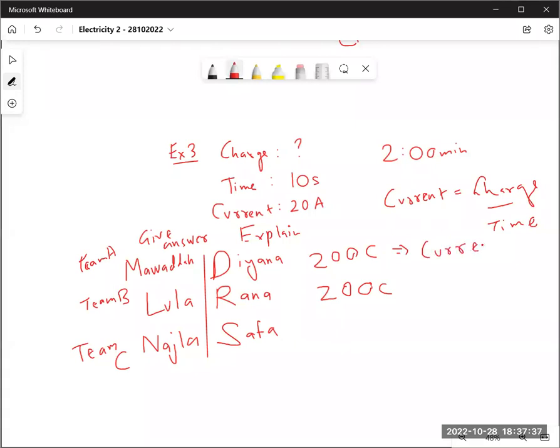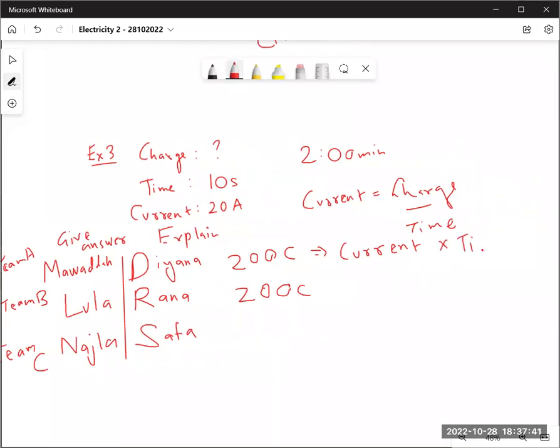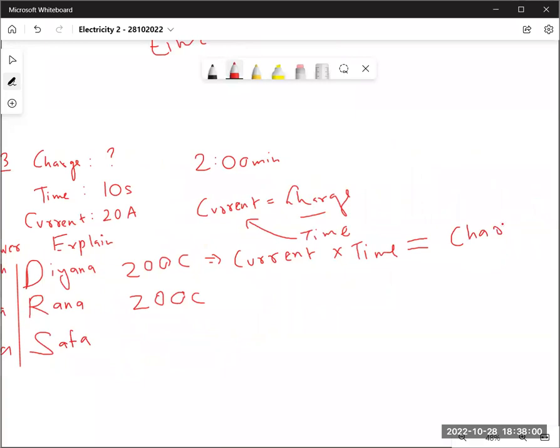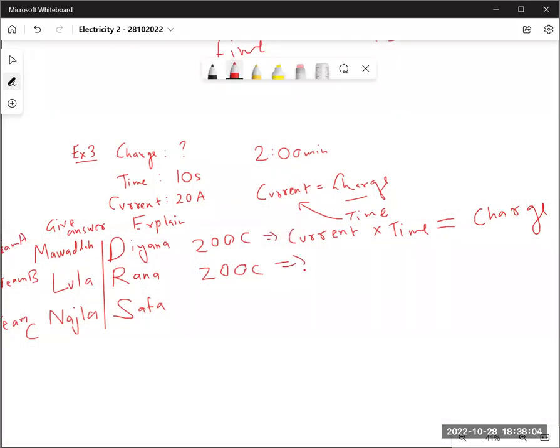We multiply current with time. Look, Rana, we take this time, it's being divided on this side. We divide it, but afterwards we multiply time with current, to get current divided by time. So current multiplied with time gives charge. And therefore your answer is 200.